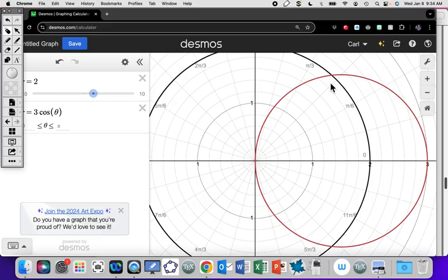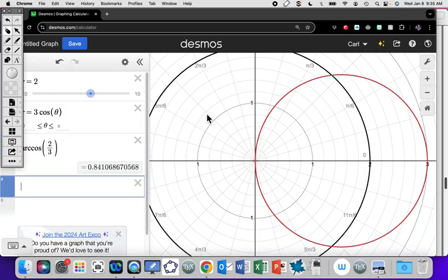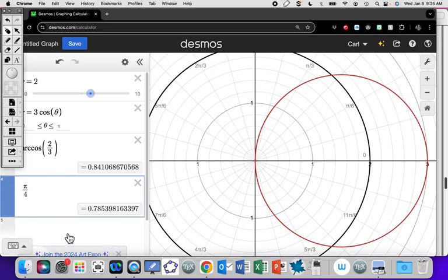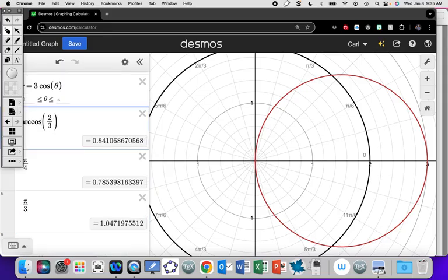Now we're trying to approximate things here. The arc cosine of 2/3 as a decimal is 0.84. If you look, this is happening between pi over 4 and pi over 3. As a decimal, pi over 4 is 0.78. As a decimal, pi over 3 is 1.0. So this angle would certainly be between pi over 4 and pi over 3. So that tracks.